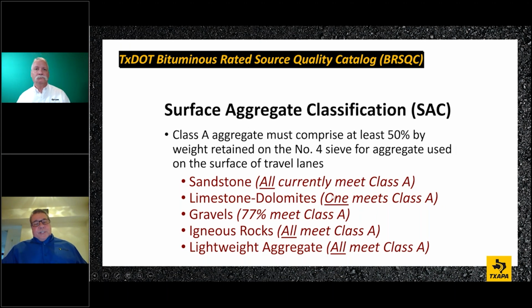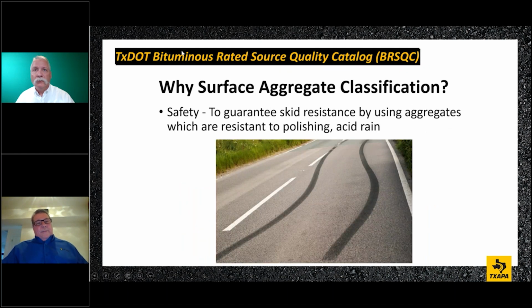Gravels, 77% of all the gravel quarries meet that Class A. And then the igneous rocks, your granites, all of those will meet a Class A. And of course, all your lightweights will meet a Class A. And again, it's about polishing. It's about that aggregate polishing while it's being driven on by cars, whether or not it becomes slick. But just because it's a SAC A doesn't mean that it's automatically going to guarantee skid resistance. You have to look at the full picture. You have to look at everything. But that's the reasoning for having this surface classification, because of skid.